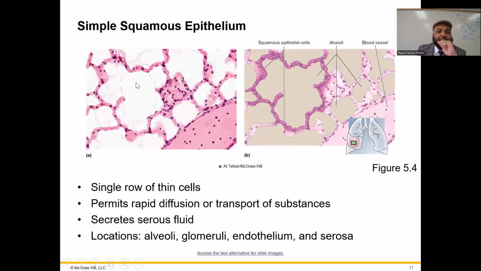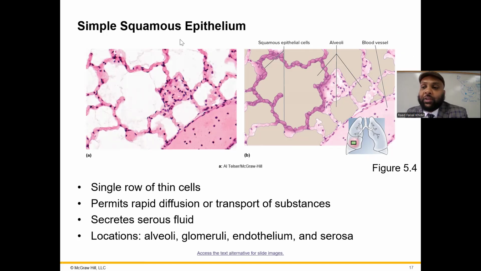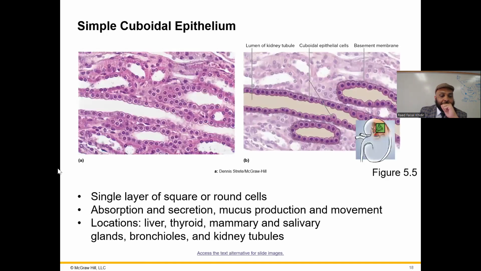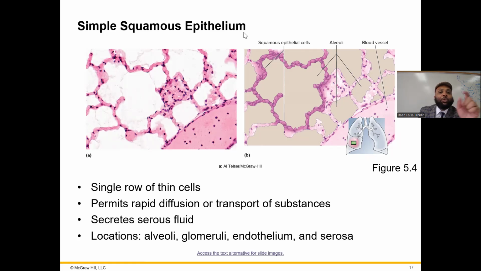Okay, so the simple squamous epithelium. Where do we find the simple squamous epithelium? It looks like a single row of thin cells, and they permit the rapid diffusion or transport of substances, and they secrete the serous fluid. And the locations are the alveoli, the glomeruli, the endothelium, and the serosa. There's a single layer of square or round cells. These are the simple cuboidal epithelium. So that was the simple squamous epithelium.